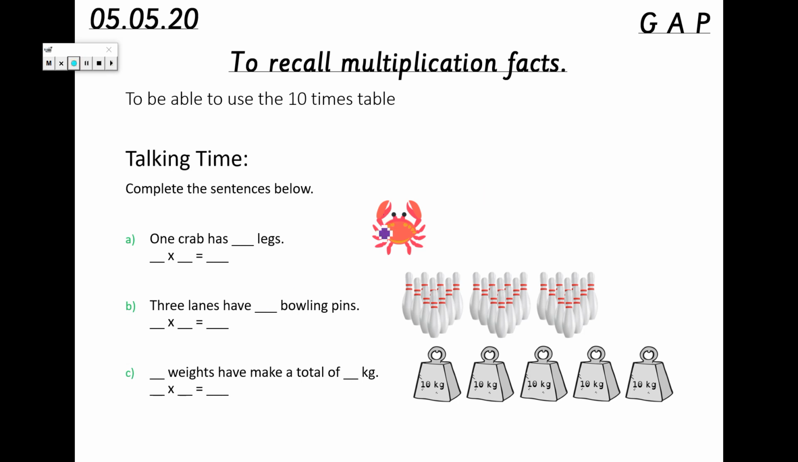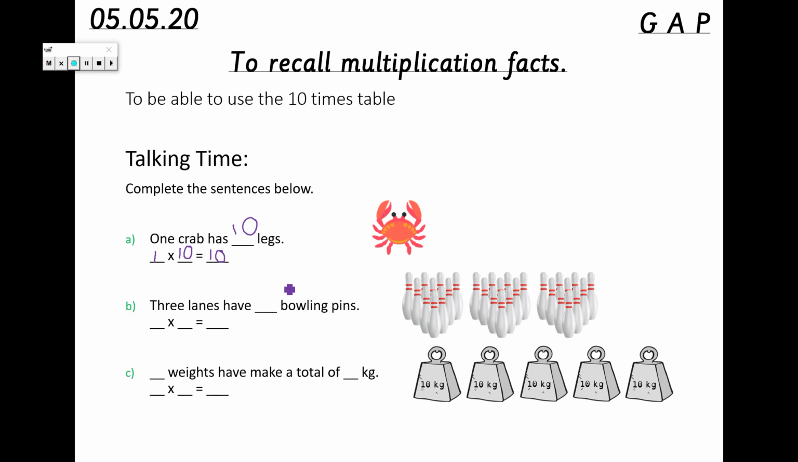We've got 1, 2, 3, 4, 5, 6, 7, 8, 9, 10. So one crab has got 10 legs. So here we put one crab with 10 legs, and it gives us a total of 1 times 10, which equals 10.